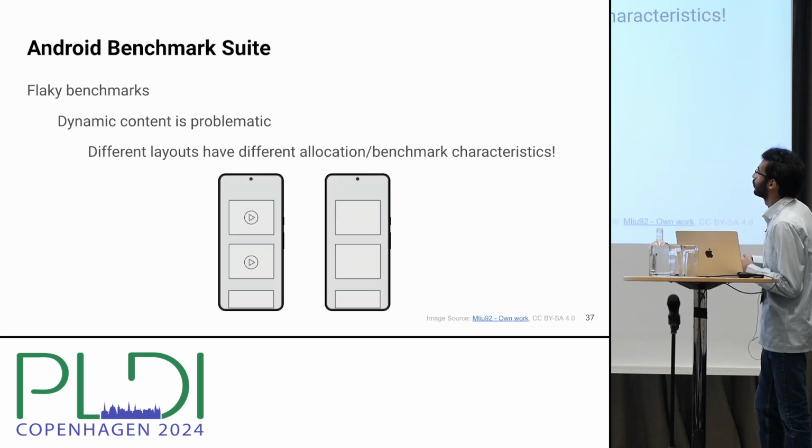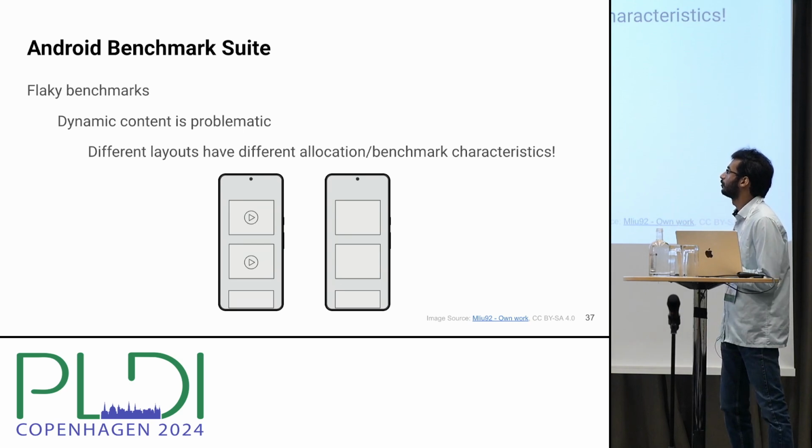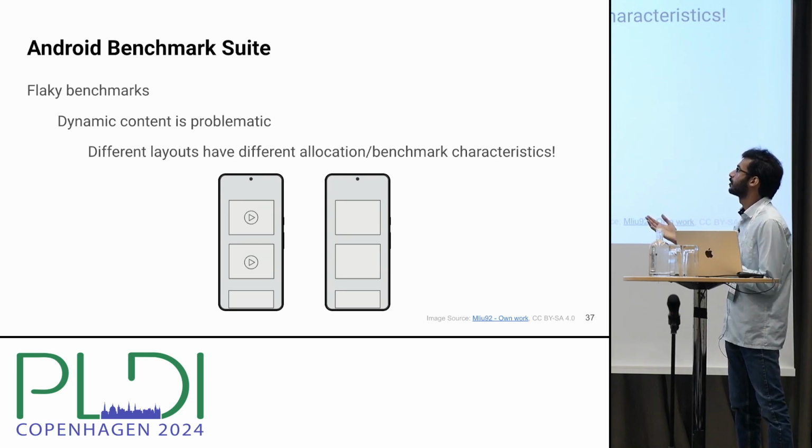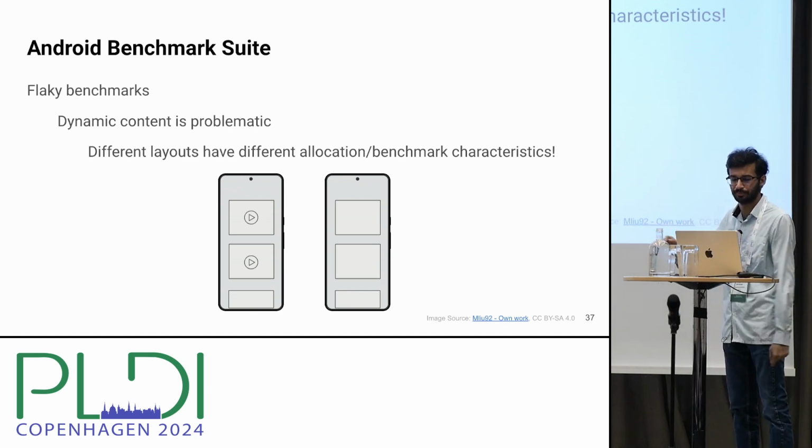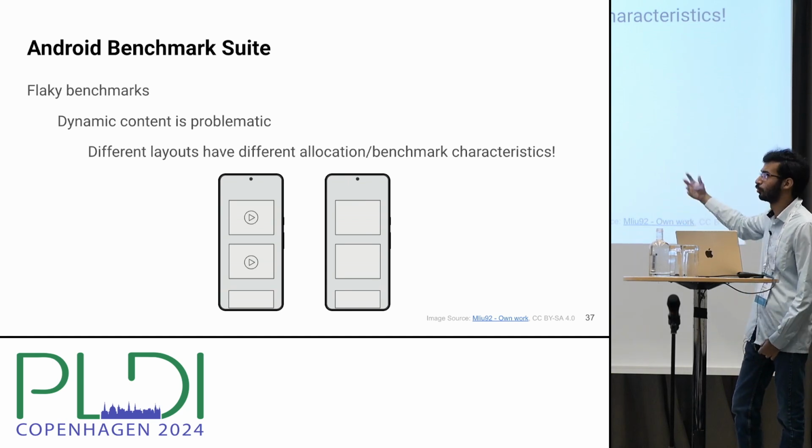What I mean by that is, for example, consider what we have here on the left, which has a series of videos together. You can imagine that this is doing more allocations than what we have here on the right, which is just a sequence of static images. I'll show some results later which sort of corroborate this.